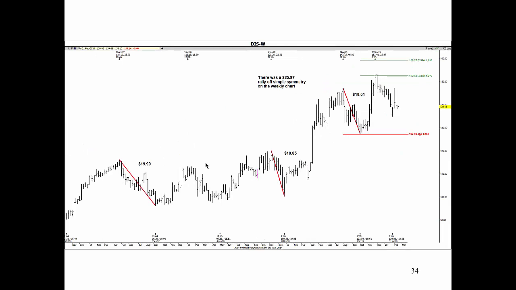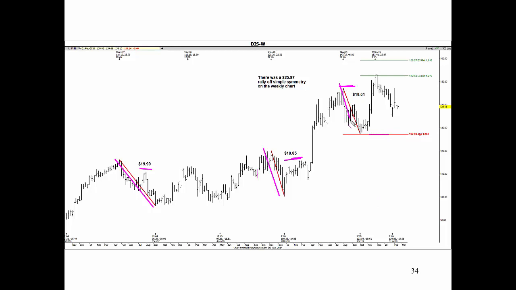This is an example in Disney on a weekly chart. Sometimes, if I don't have enough information on a daily, I back it up to the weekly and see what I can find. And in this case, I had a prior decline that was $19.90. I had another decline that was $19.85, and I projected both of those from the high that was made in August. That gave us this area of support around the 127 handle.